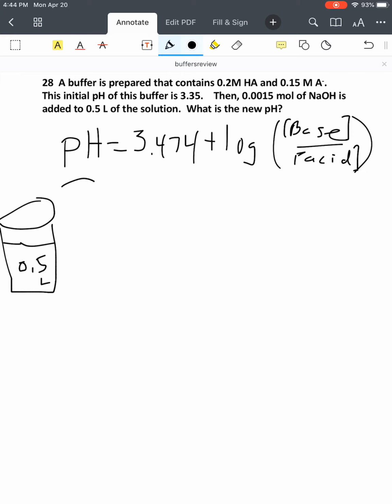and I add to that 0.0015 mole of some sodium hydroxide, which hopefully we identify as a strong base. How do things change? Well, here it's a complicated problem, it's quantitative, but before we do any quantitation, you have to write the chemical equation for change. How are things going to change?